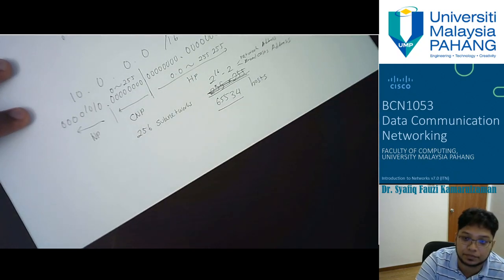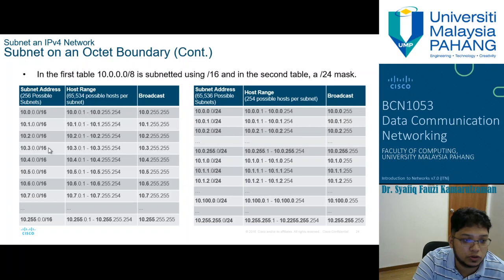and in these 256 cities, you have 65,534 hosts within each. So based on this example, you can see that you can either make it /16 or you can make it even smaller, /24. So /16, you get 256 smaller networks with 65,534 hosts. /24, because you expand the network portion further, you can get another 65,536 possible subnets with 254 hosts for each subnet.